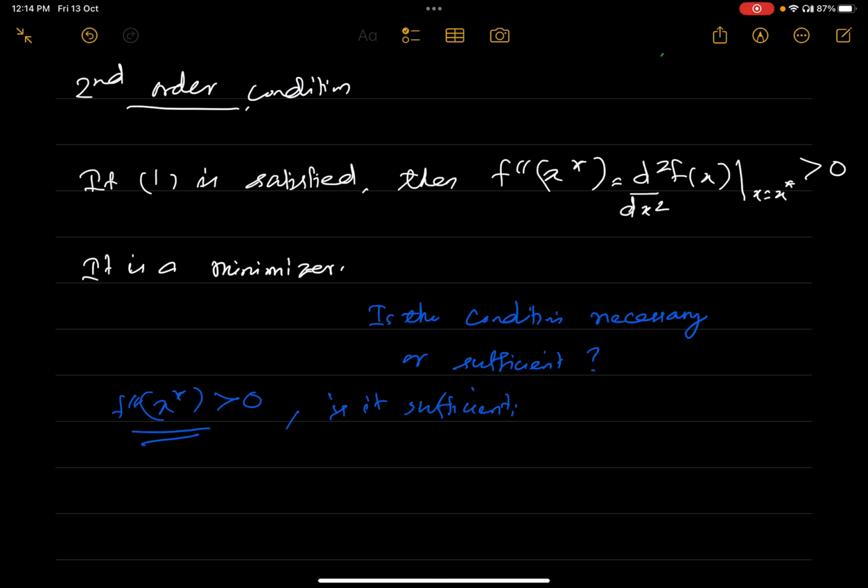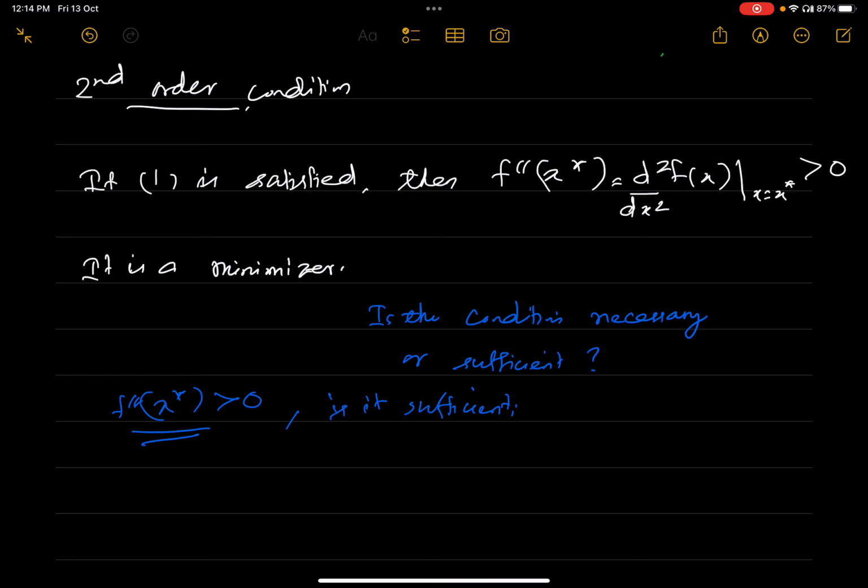It is not like it could be a maxima. No, it could be neither maxima nor minima. It could be a saddle point. No, this condition is satisfied only by the points which are minima.